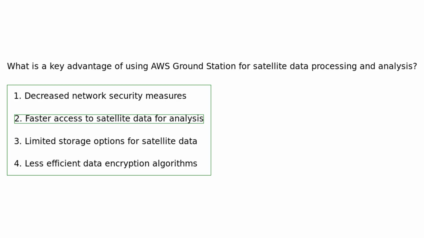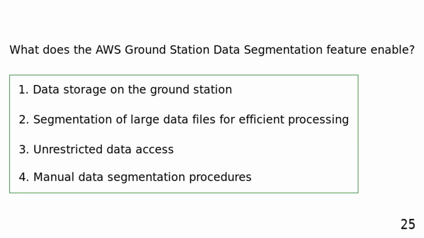A key advantage of using AWS Ground Station for satellite data processing and analysis is the faster access to satellite data for analysis, enabling customers to quickly retrieve and analyze satellite information for timely insights and decision-making. What does the AWS Ground Station data segmentation feature enable?